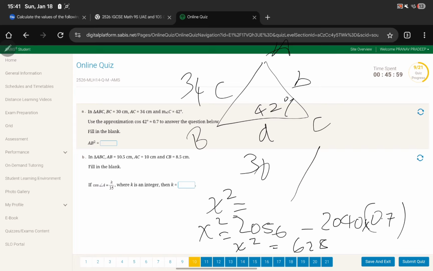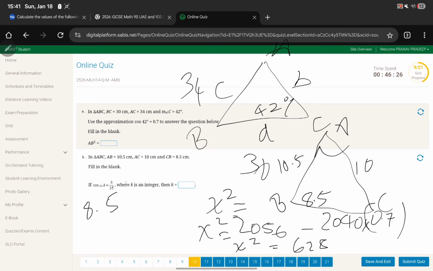Okay, one last question. ABC, and now AB is 10.5, AC is 10, and CB is 8.5. No angles, okay? There are no angles given. So now, again, asking for the measure of angle A. Now, apply the same cosine rule.